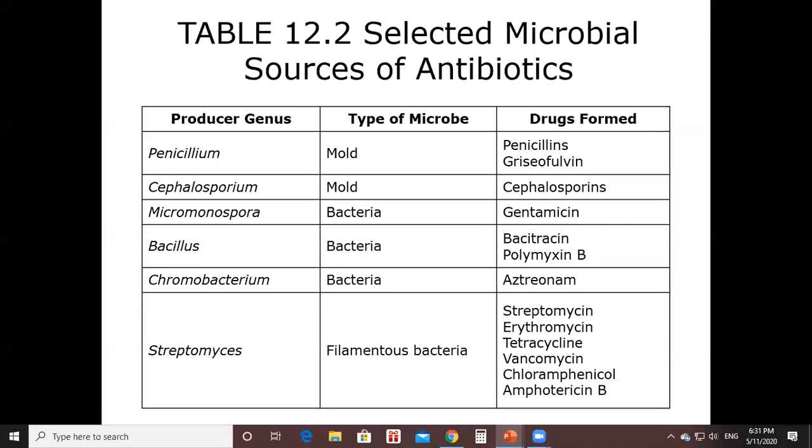And so selected microbial sources of antibiotics. Penicillium, this comes from a mold, and you get the penicillins. Cephalosporium is a mold, get the cephalosporins. Micromonospora is from bacteria, you get gentamicin. And the Bacillus, you get bacitracin, it's from bacteria, bacitracin. And so the Streptomyces is a filamentous bacteria, so it's bacteria as well. But from Streptomyces, you get a number of very common antibiotics.